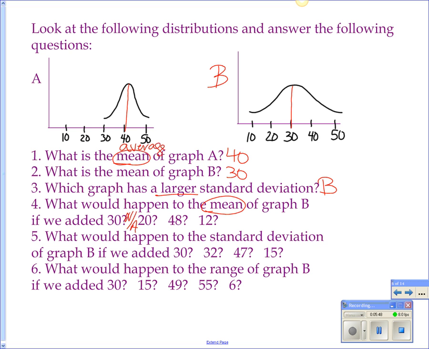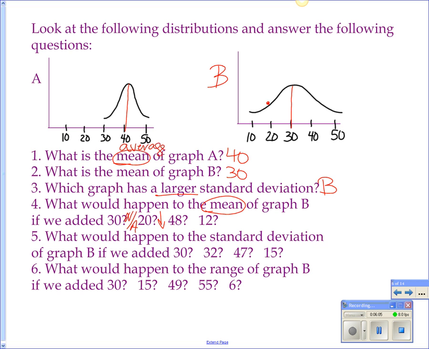Okay? Now, if I add somebody who has $20 in their wallet, if I add another person who has 20, what happens to the average? It's going to go down. The average was at 30. If I add a 20, it's going to go down. Okay?